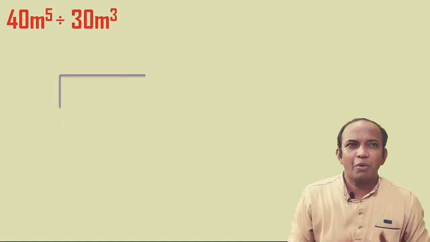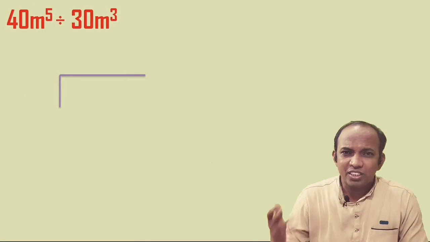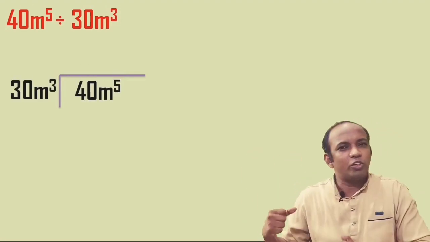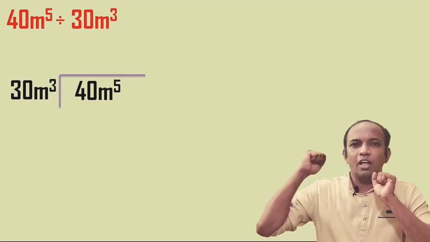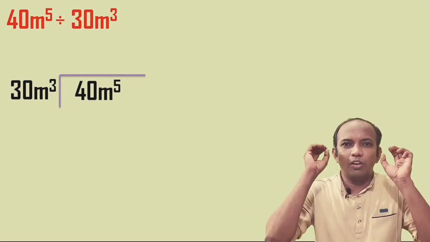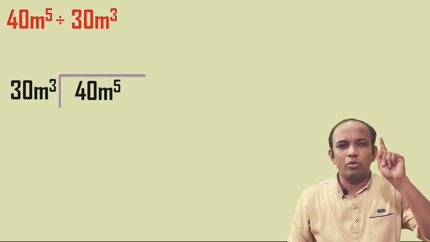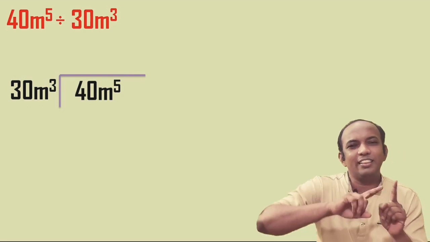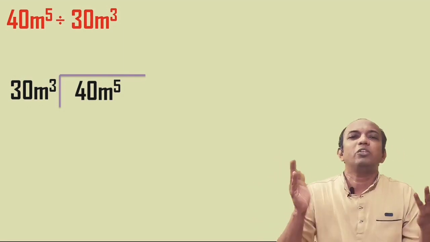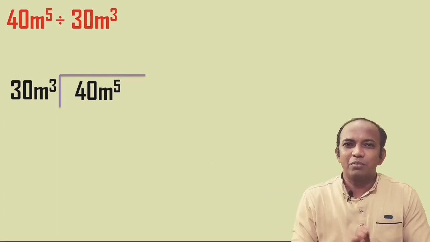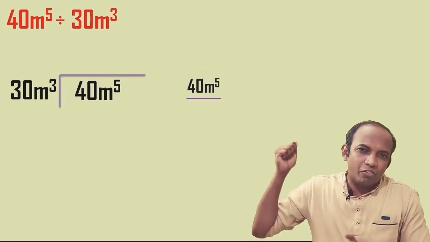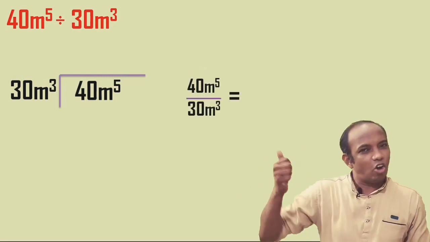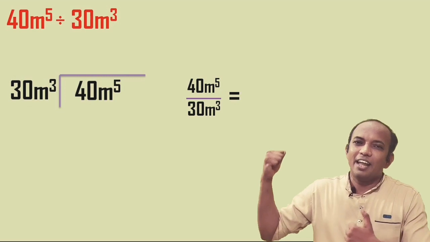We need to divide 40m raised to 5 by 30m cube. Okay, we know that 30m cube is a divisor, so it must be written outside, and 40m raised to 5 is a dividend, must be written inside of the division structure. Now the way we know, number divided by number, so in the divisor we have 30, in the dividend we have 40. In 30's table we do not get 40, right? So at that time sir told you to go with the fraction format, right? So here is the fraction format: 40m raised to 5 divided by or upon 30m cube.